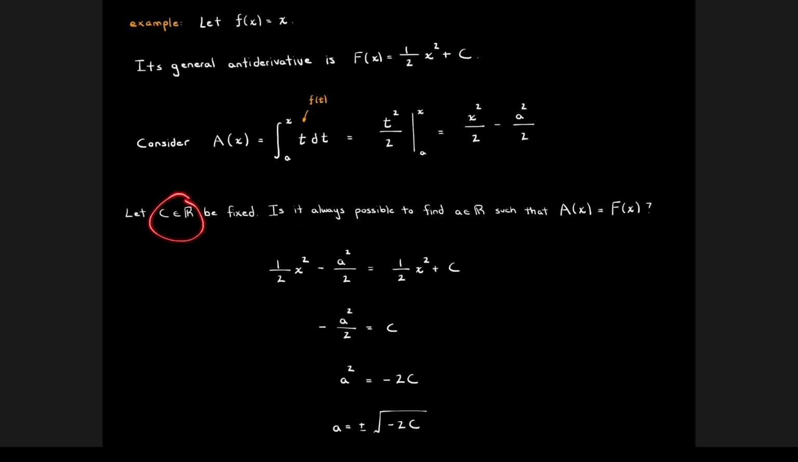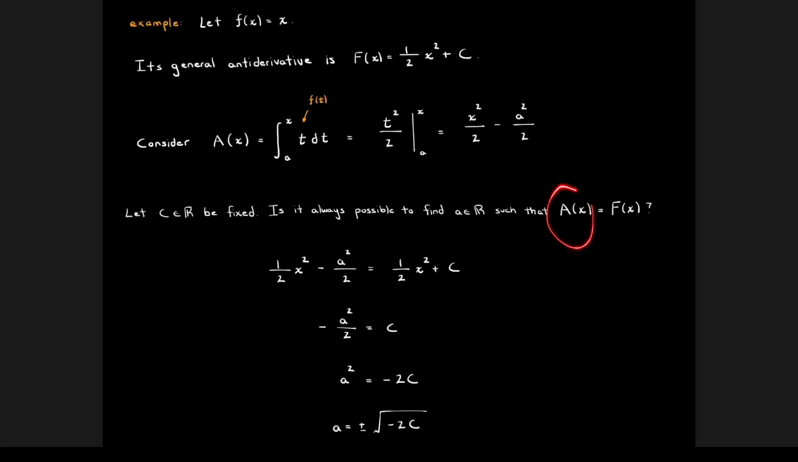We will let C be an arbitrary but fixed constant, and we're asking, is it always possible to find a real number, that lower limit a, so that the signed area function, this integral, when you evaluate it, will yield that particular antiderivative with that fixed C value? And so let's go ahead and try to solve this equation.